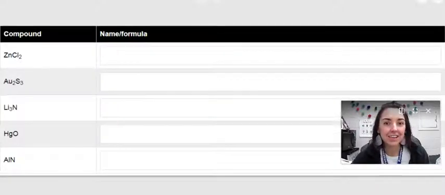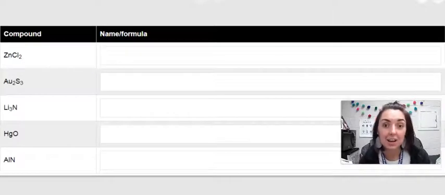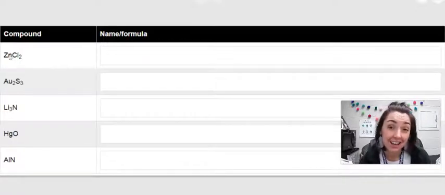Hey there, we are here to talk about writing the names of ionic formulas. So I have the formula right here. I need to write the name. This is luckily pretty easy for most of these. We're going to run into a couple tricky ones and we'll see why.